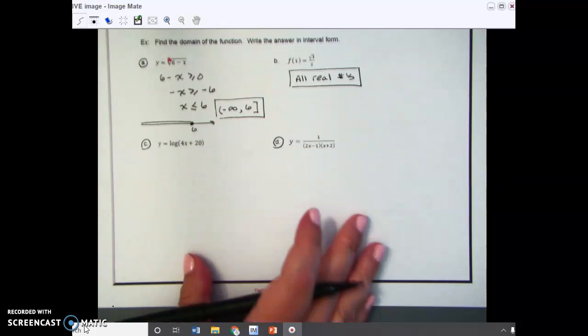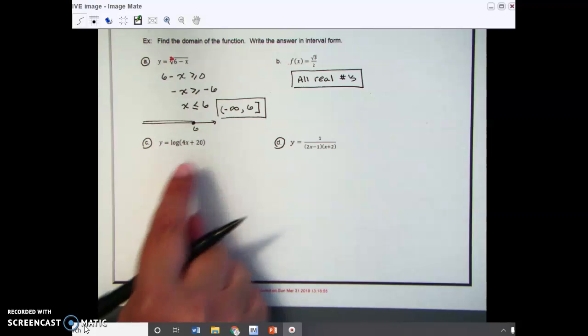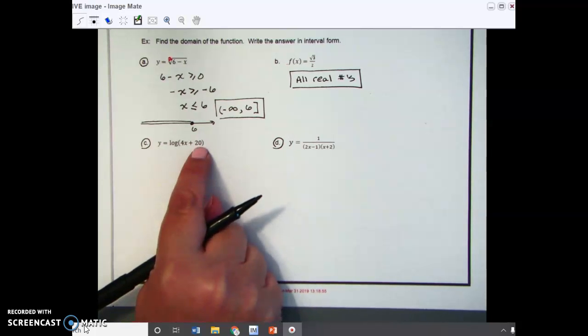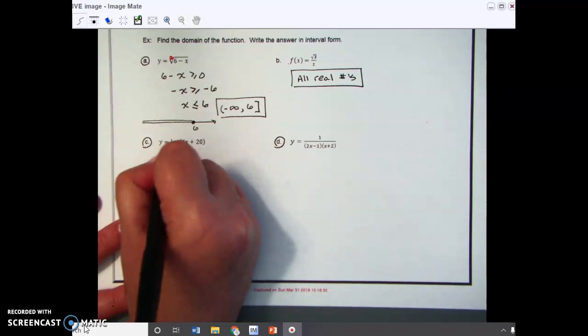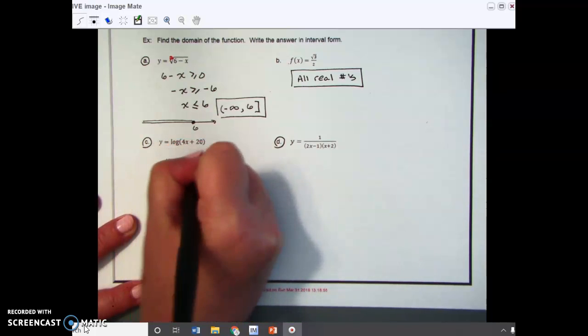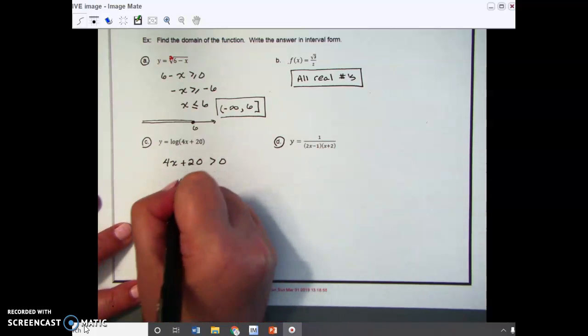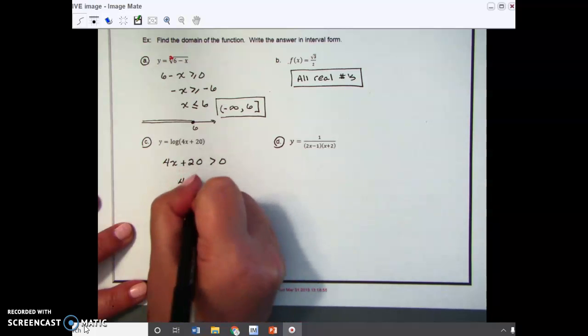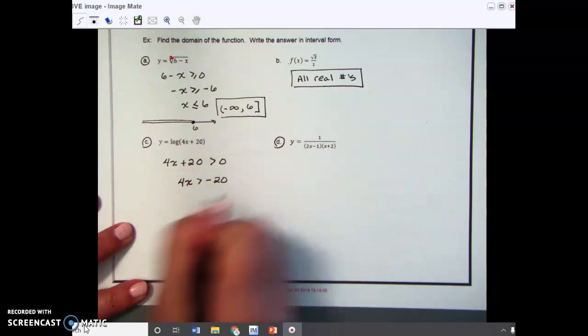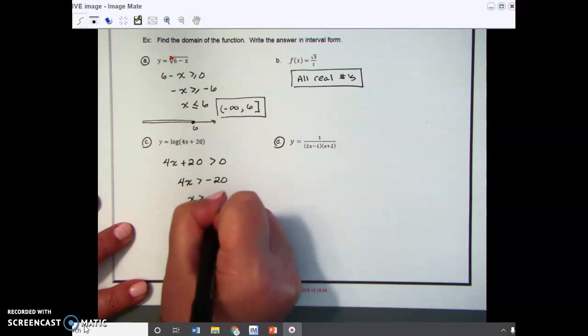All right, then taking a look at C, we said the argument, or what we're taking the log of, cannot be negative or 0. And so that means that 4x plus 20 has to be greater than 0. I can only take the log of a positive number. If I subtract 20 from both sides, that means 4x has to be greater than negative 20, and x has to be greater than negative 5.